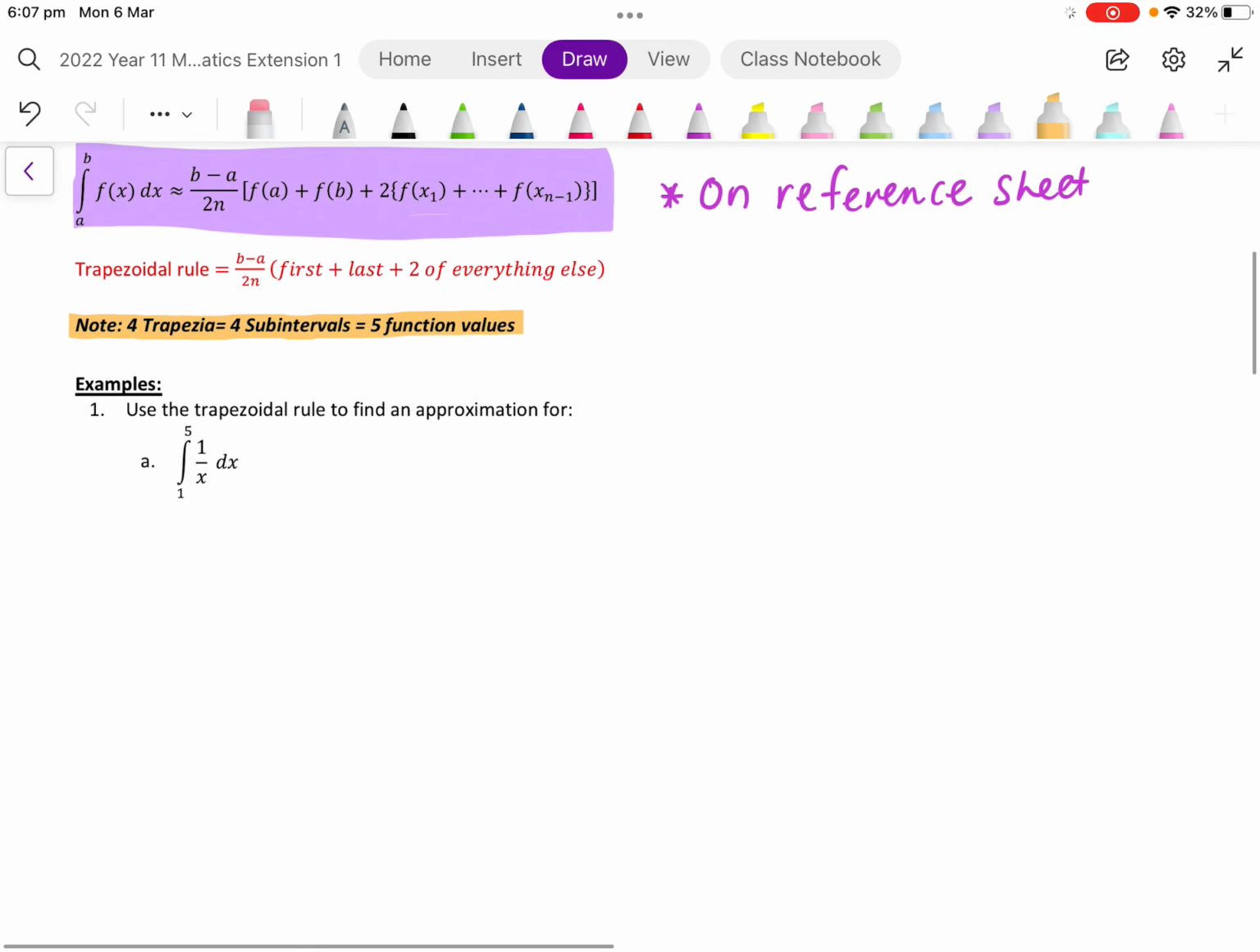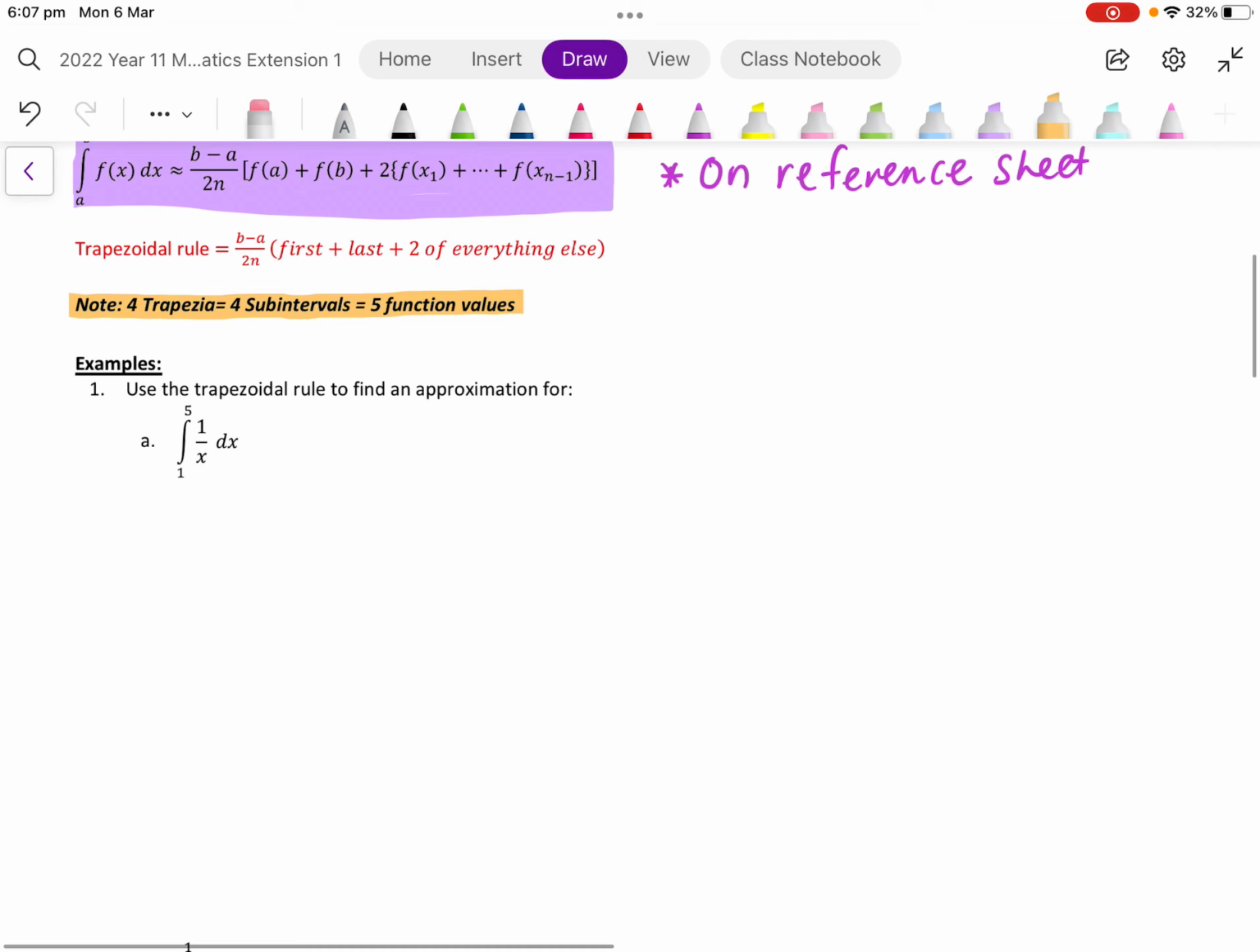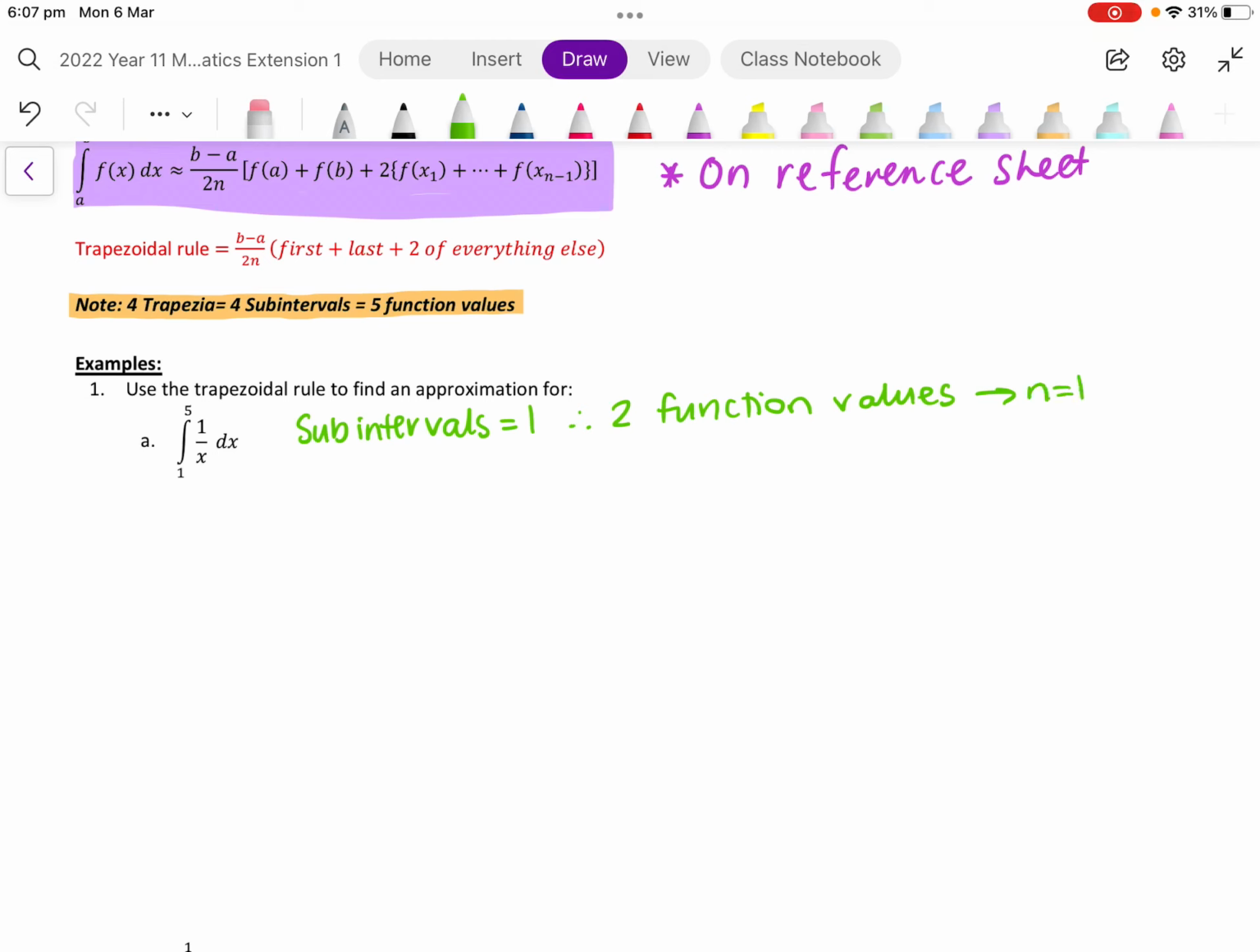Our first one here uses the trapezoidal rule to find an approximation for the integral from 1 to 5 of 1 over x dx. Now, we are not told how many subintervals, so because we're not told how many subintervals, we have that our subintervals is equal to 1. So therefore, we have 2 function values, and our 2 function values are going to be the values given to us as either end of our integral. And so what this means is that n equals 1.